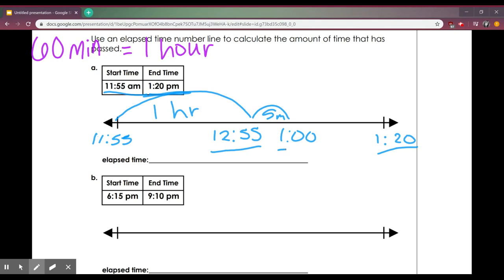So now I'm at 1 o'clock and I'm trying to get to 1:20. Well, if I'm trying to get to 1:20, I know I can just jump 20 minutes because that'll put me at 1:20. So now to figure out how much time has elapsed, I'm going to add up my hours. So I jumped 1 hour, and then I'll add up my minutes. 20 plus 5 is 25. My elapsed time was 1 hour and 25 minutes.